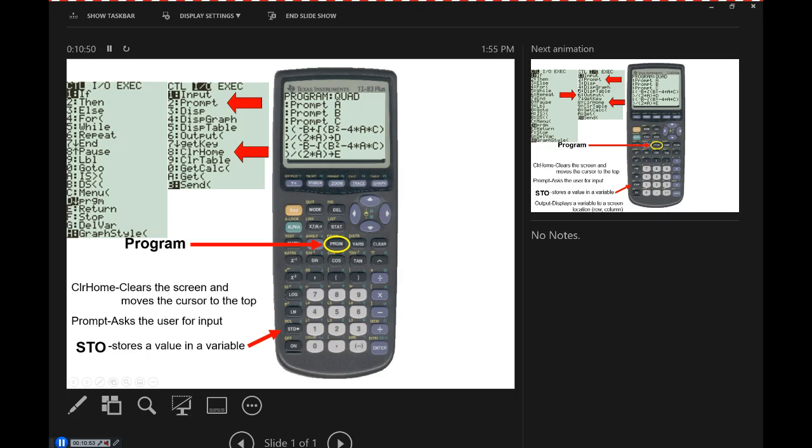What the STO command does is it stores a value in a variable. So whatever the answer is, it's going to be stored in D, because we need to then ask the calculator to show us that answer later on. So we're going to ask the calculator to display D, because that's where our answer is stored.